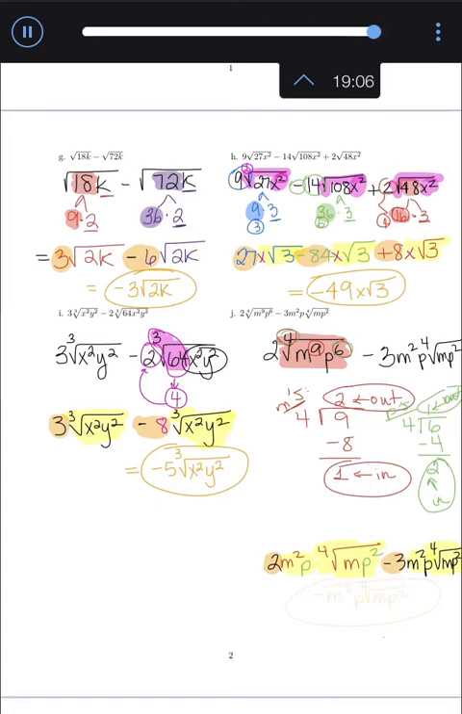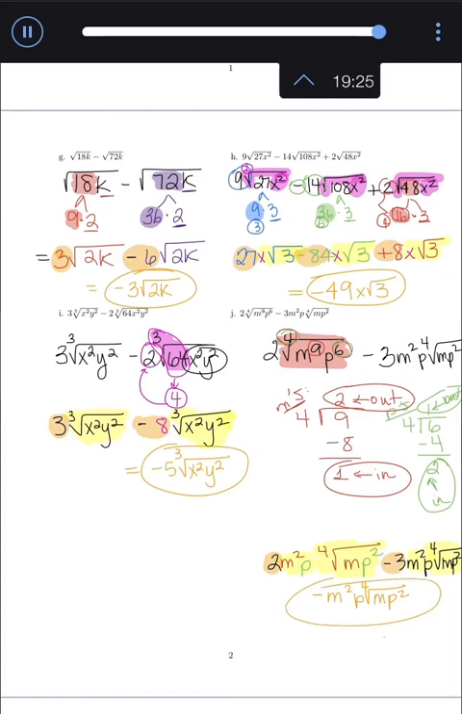Remember, if it's a negative 1, I can go ahead and hide the 1 and just write the negative sign. So we'll leave it as negative, and that will leave the like part the same, the m squared p and the 4th root of mp squared.